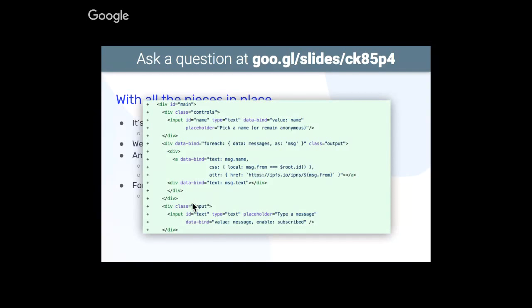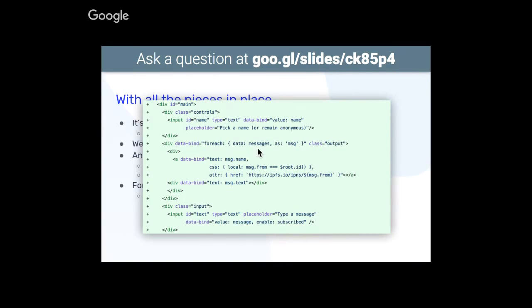Then at the bottom here, we've got another input text box with a placeholder of type a message. And we're going to bind its value to message. And we're only going to enable it if the user is subscribed, so if that subscribed element in our view model has been updated.